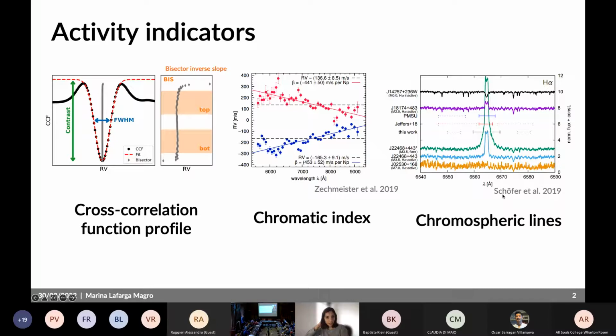And then on the right-hand side, I have a plot of some stars in the region of the H-alpha line, and this is a chromospheric line that has also been shown to trace stellar activity. So I'm going to be using these indicators in the work that I'm going to show now.